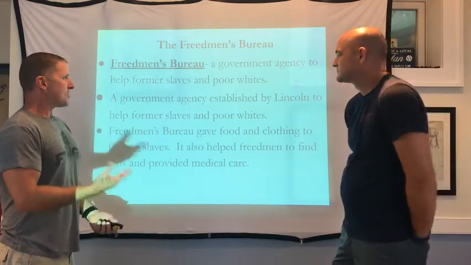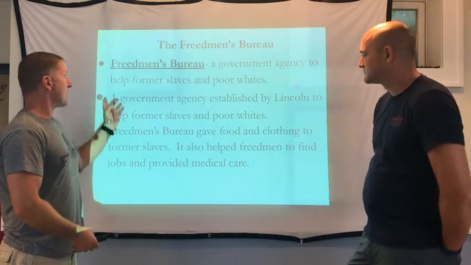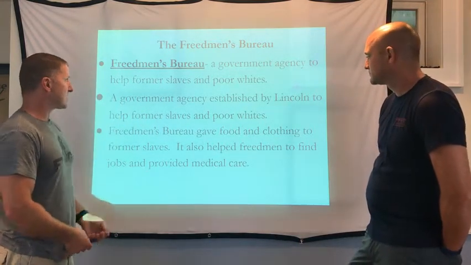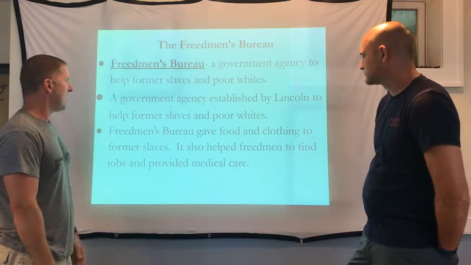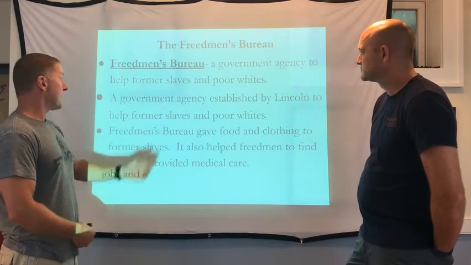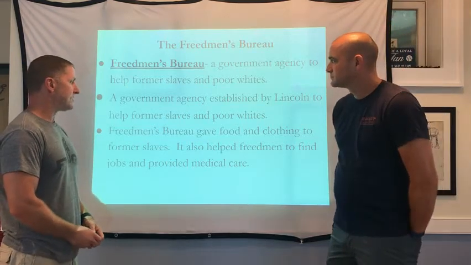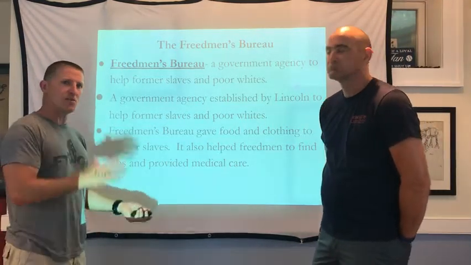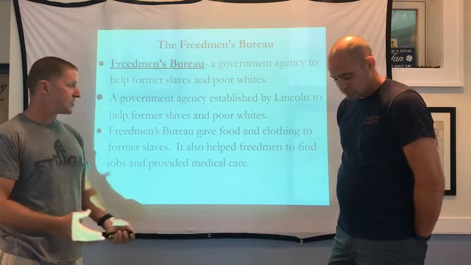When we look here, this is what they come up with: the Freedmen's Bureau. This is going to be a government agency to help former slaves and poor whites, because poor whites are going to fall into that as well. But the goal is for African Americans now. This was established by Lincoln, so again, great idea. You have Lincoln's name now associated with a government program, so that does help out.